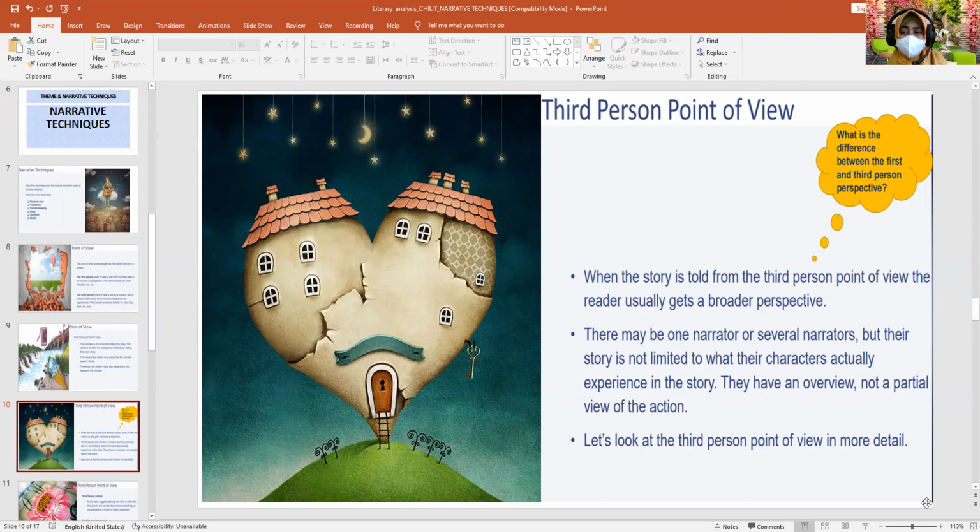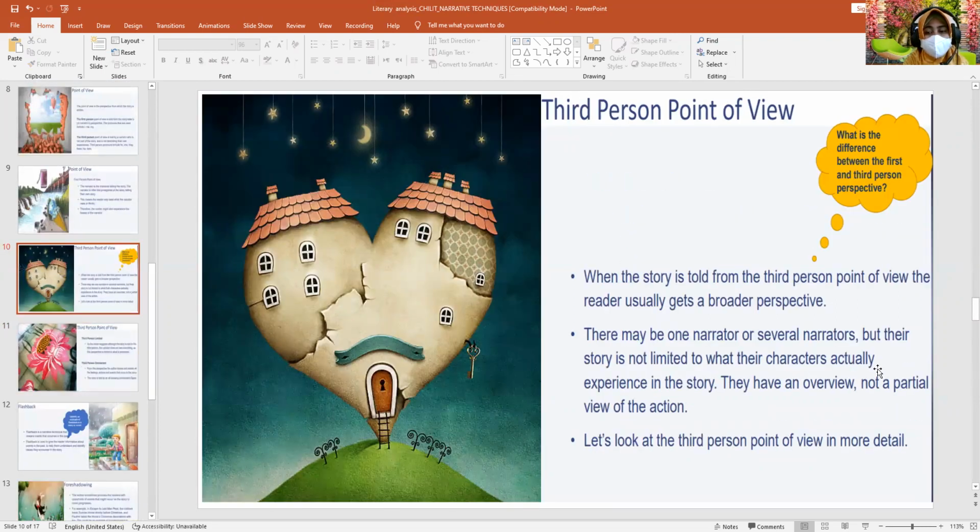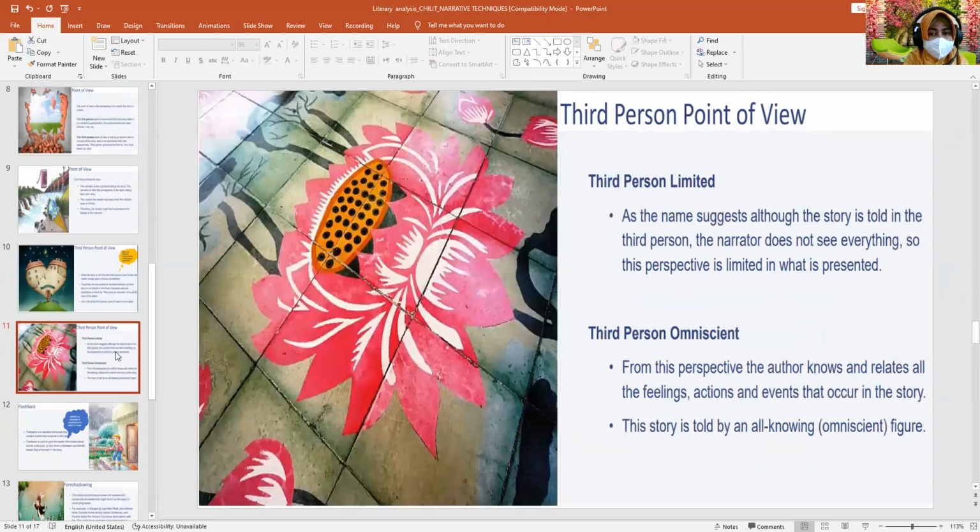What is the difference between the first and the third person perspective? Besides having pronoun indicators, when the story is told from the third person point of view, the reader usually gets a broader perspective. There might be one narrator or several narrators in the literary works, but their story is not limited to what the characters actually experience in the story. They have a full view, not a partial view of the action. Okay. Now, let's take a look in more detail.